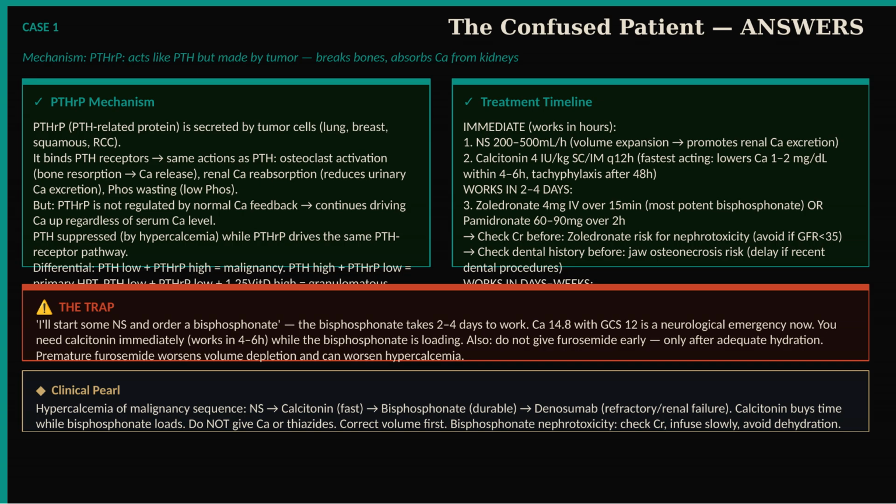The trap was the intern's plan. Saline and a bisphosphonate alone leaves a neurologic emergency untreated for 2 to 4 days while the drug loads. You need calcitonin now to bridge that gap. And don't give furosemide early, only after full rehydration, or you'll worsen things.